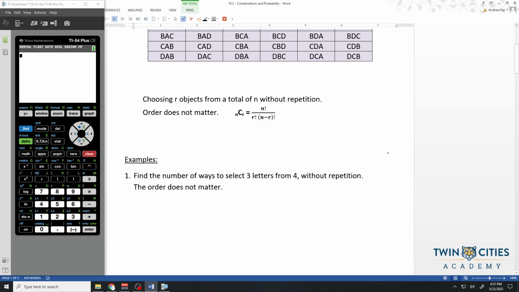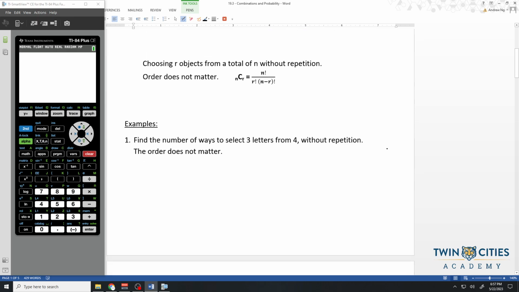Let's do some examples. Find the number of ways to select 3 letters from 4 without repetition. The order does not matter. Okay, so if I've got 4 letters total, that's going to be n equals 4. I'm choosing 3 of them, so this will be 4C3. Following this formula, I've got 4 factorial over 3 factorial, and then 4 minus 3 factorial.